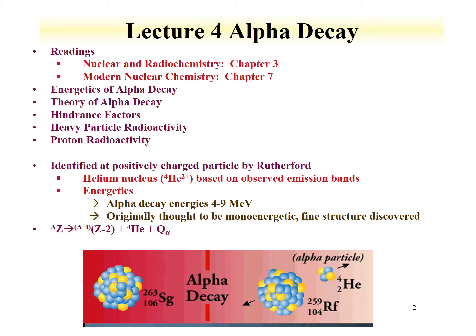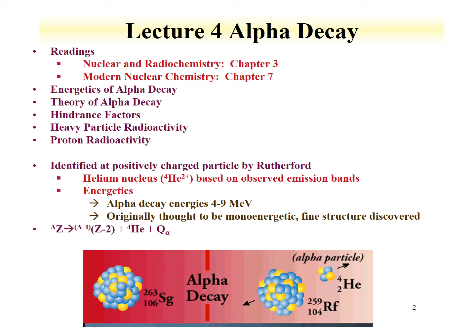Originally, they were thought to be monoenergetic. However, fine structure was discovered where the alpha decay energies can vary. And as we'll see, what this means is that alpha decay, when it goes to a daughter state, can decay to different levels in the daughter nucleus. Those energy level differences are based on the differences in the alpha decay.